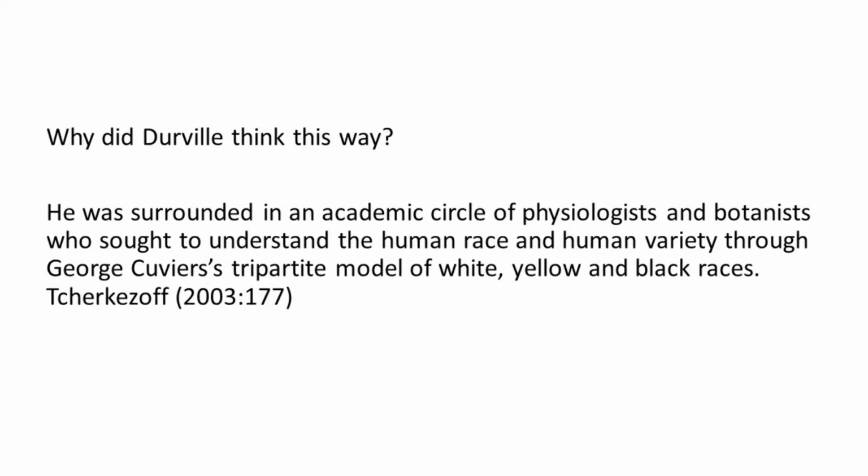And why did he think this way? Why did he think he had to categorize people who were already in a region, had their own names, were all related to each other? This is the kind of academic circle, the mindset of Europeans as the superior race and the scientific academic circles that they were in. And he was in a circle of physiologists, botanists, who sought to understand the human race and human variety through Georges Cuvier's tripartite model of white, yellow, and black races. Again, very silly when you think about it, but that's what they were doing.